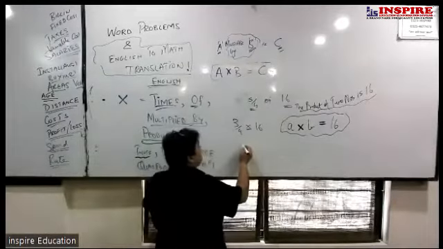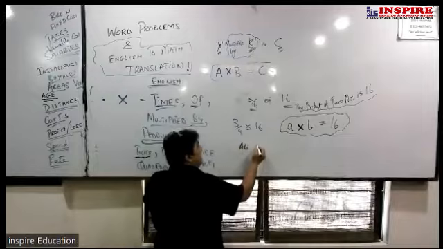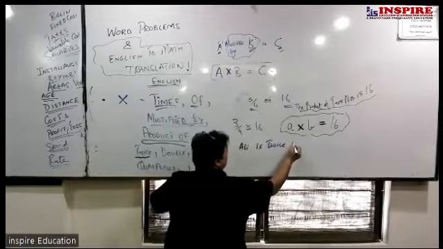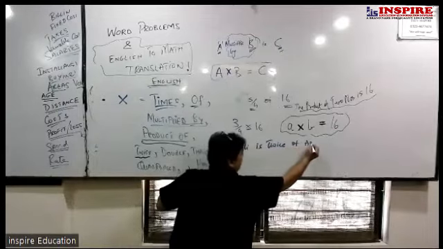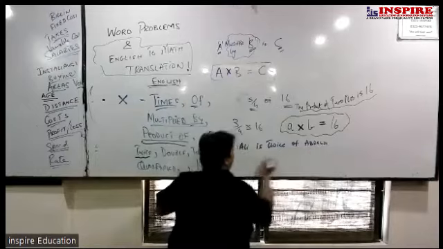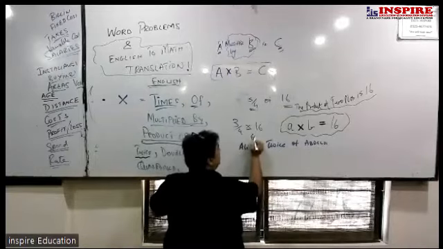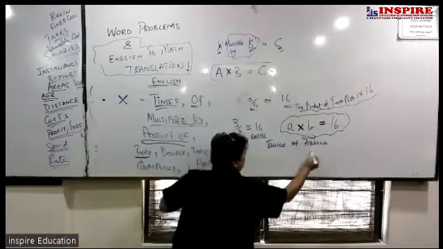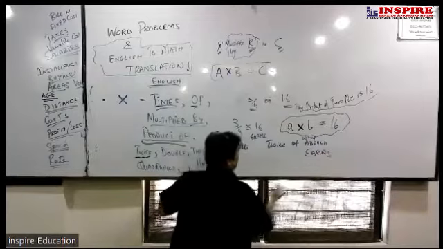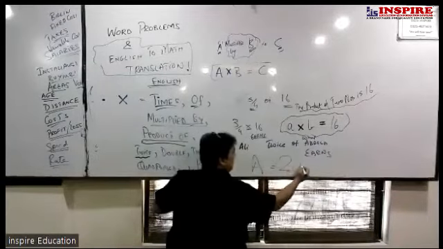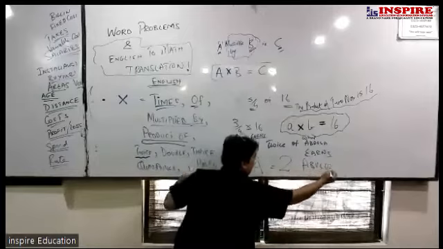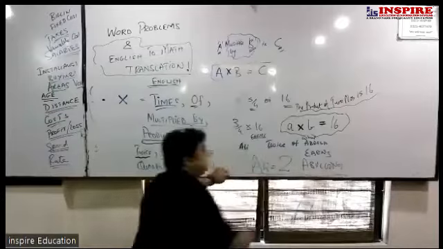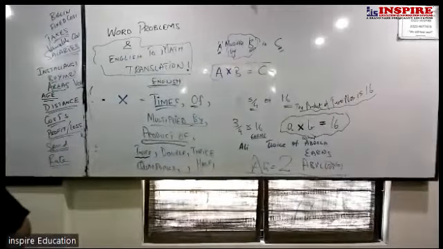Let's do this. Twice. Ali is twice of Abdullah. Ali earns twice of what Abdullah earns. So Ali is two times of Abdullah. Do you understand this? Okay, twice is a word.